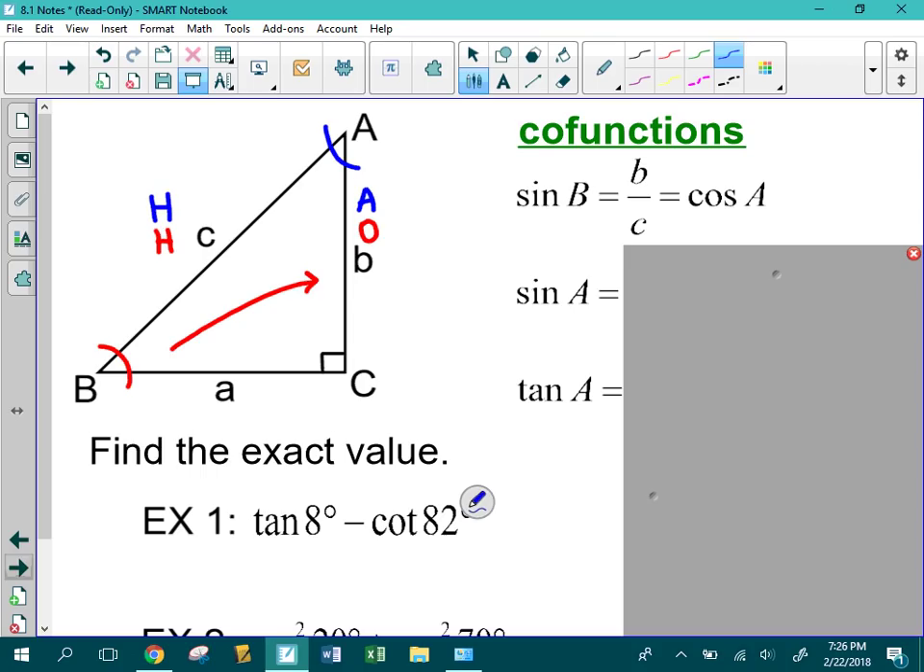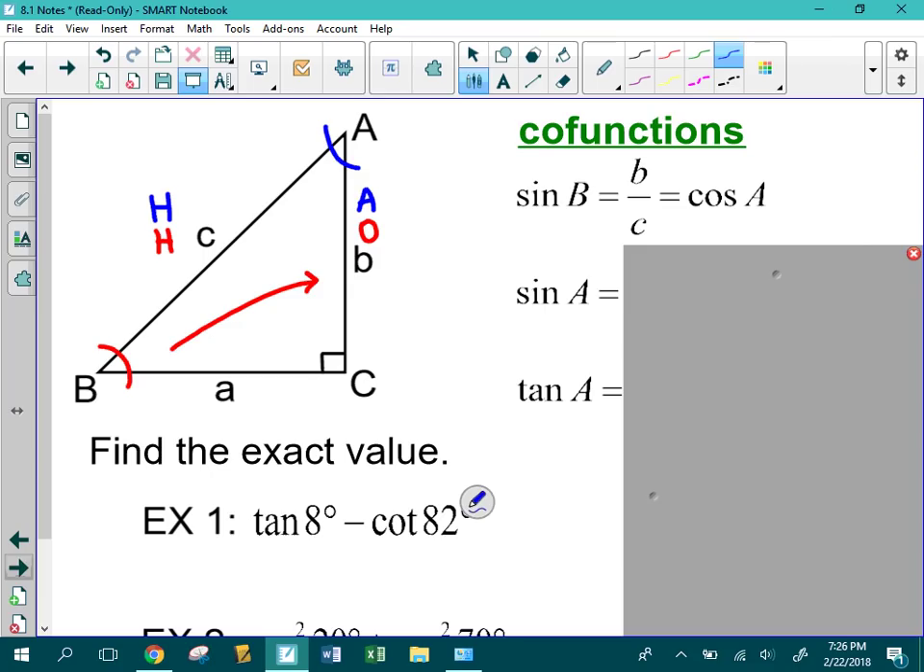So we know that A and B are complementary because of those two other non-right angles in a right triangle. All three add up to 180, so take out the right angle, the other two have to add up to 90. So they are complementary. So A and B are complementary. Sine and cosine are cofunctions, and so these two things are equal. The sine of B would have to be equivalent to the cosine of A.